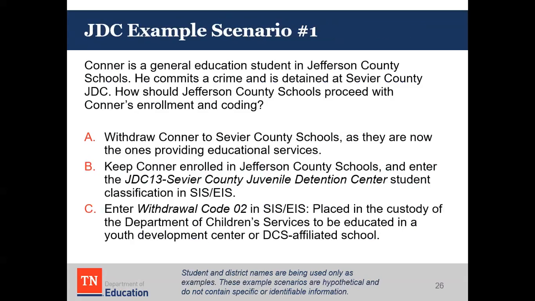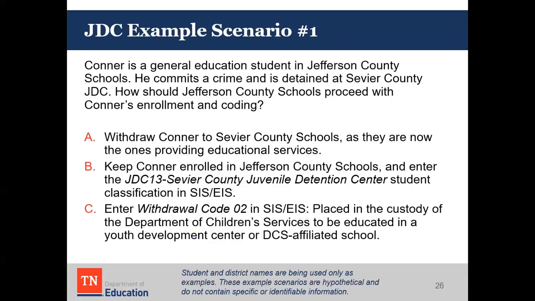Let's walk through a couple example scenarios with the juvenile detention centers. Again, student and district names are being used only as examples, and these example scenarios are hypothetical and do not contain specific or identifiable information. In this example, Connor is a general ed student in Jefferson County Schools. He commits a crime and is detained at Sevier County JDC. How should Jefferson County Schools proceed with Connor's enrollment and coding?